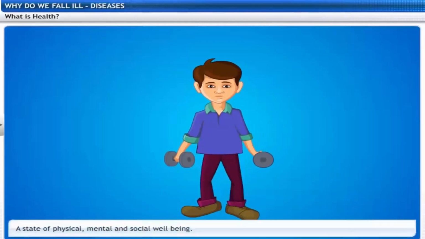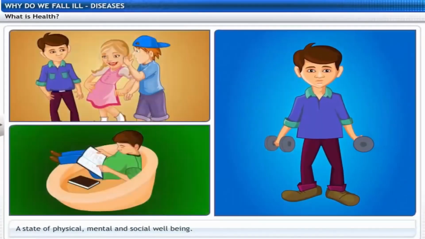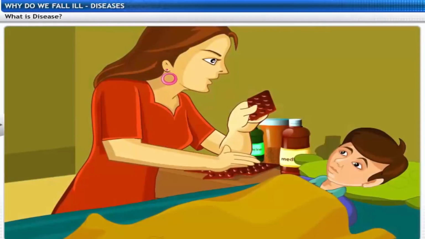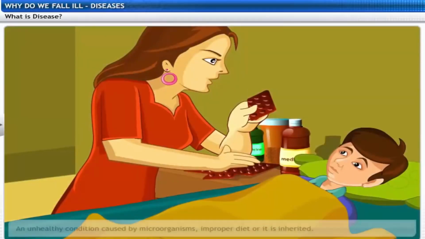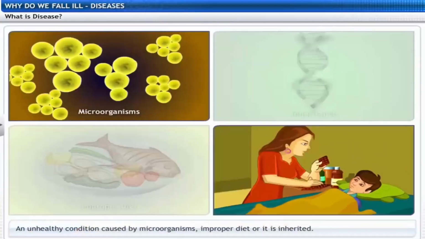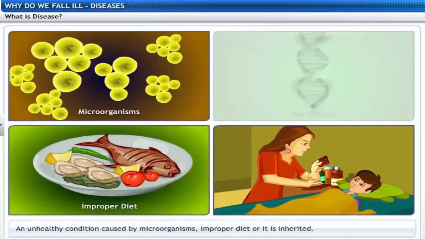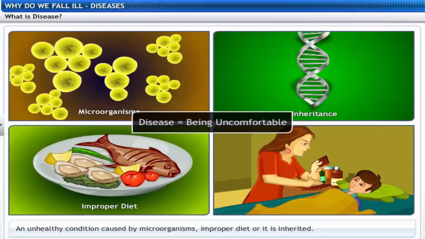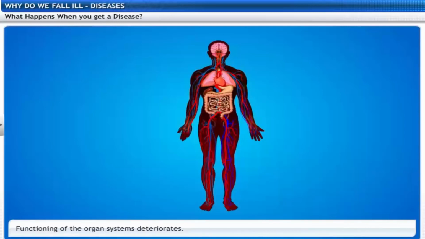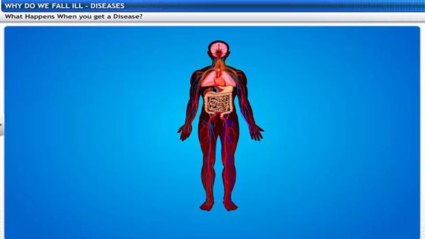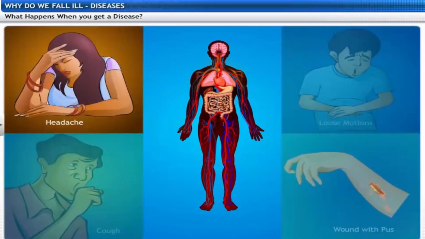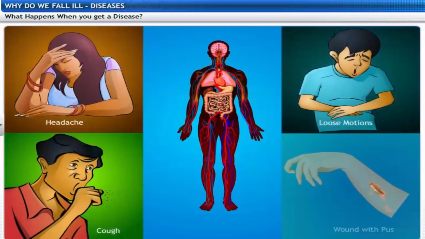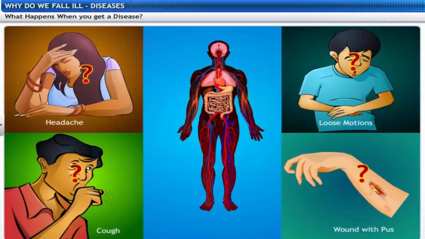Health is defined as a state of physical, mental, and social well-being. Health is often affected by diseases. A disease is an unhealthy condition caused by microorganisms, improper diet, or it may be inherited. Disease literally means being uncomfortable. When you get a disease, the organ systems, such as the digestive system, stop functioning properly. This gives rise to symptoms like a headache, a cough, loose motions, or a wound with pus. However, these symptoms do not indicate what the disease is.